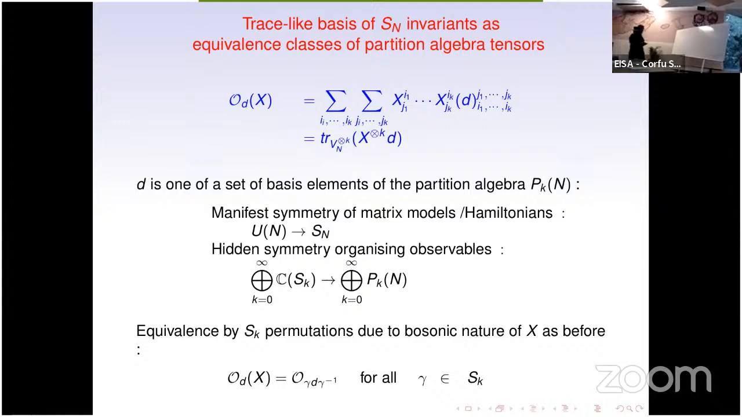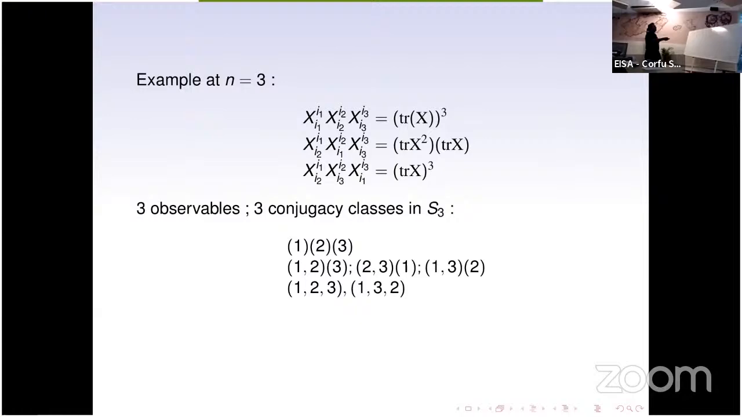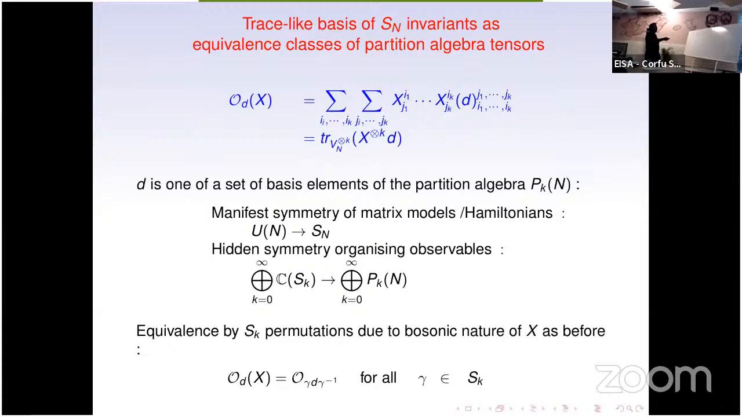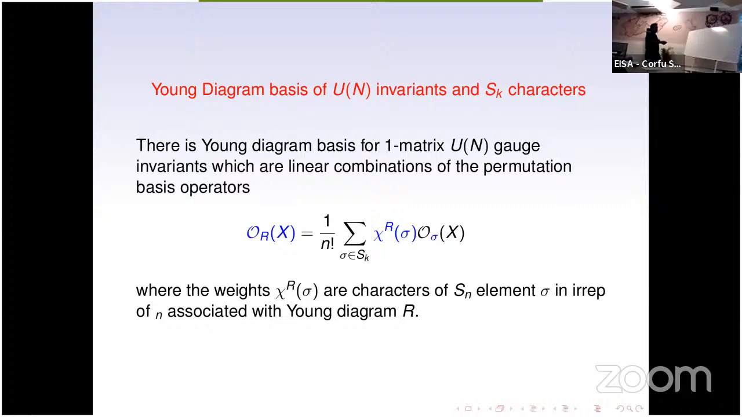Sorry? You mean characters of Un? Yeah. They are a basis of conjugation invariant functions. We did that, and that's exactly what we did here in this construction of operators. We use the characters. These are the characters of Sn. I'm just explaining why, given that you have a Un problem, characters of Sk came up.